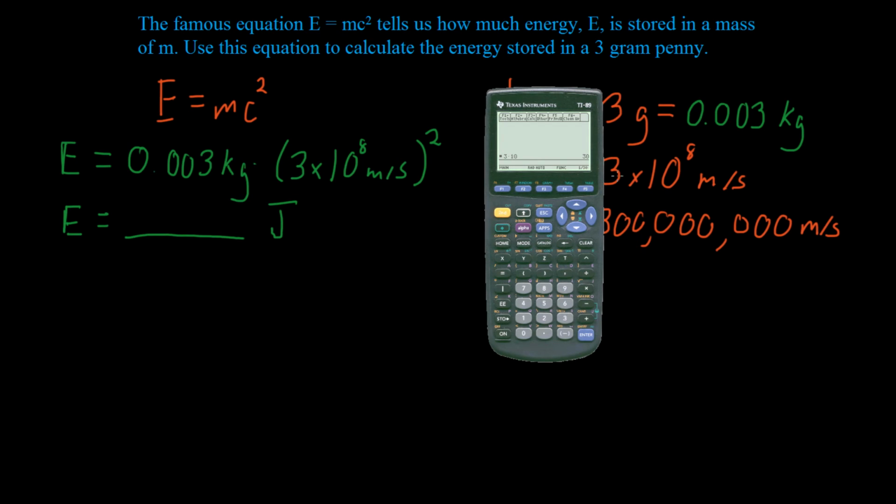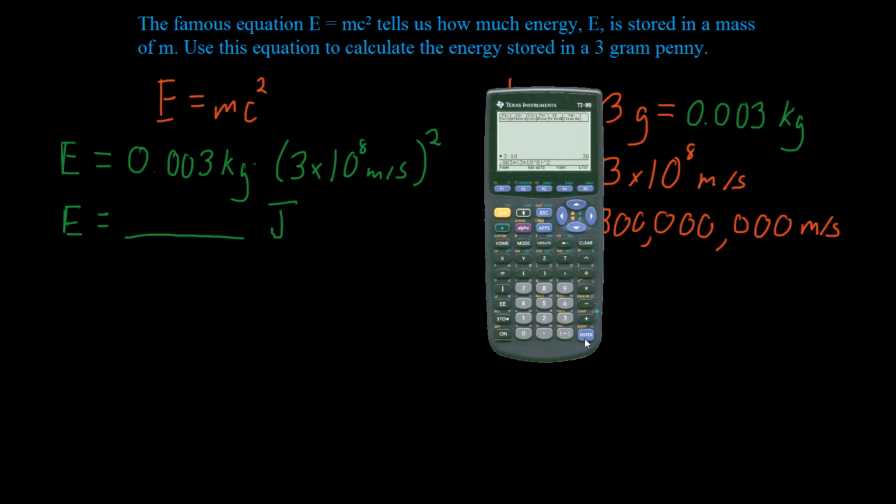To do this, we can use a scientific calculator. This is a little bit different from the one in class, but the keys are basically the same. So we have 0.003, and we're going to multiply that by 3 times 10 to the 8th meters per second, squared. So we have to use parentheses. Now there are 2 different ways to do this. You can use the EE key, which actually has times 10 to the power in it. I'm going to use the times 10, and I'm going to raise it to the power of 8. And I'm going to close the parentheses, and we still have to raise it to the second power.